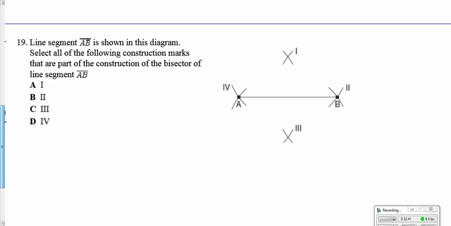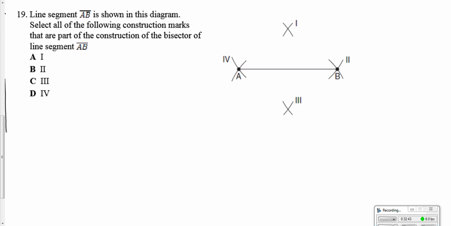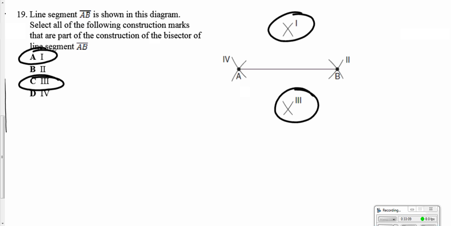Number 19 says, line segment AB is shown in this diagram. Show all the construction marks that are part of the construction of the bisector of line segment AB. Remember, for our perpendicular bisector, you'll use number 1 and number 3, because our first thing we would need to do, since we're given A and B, is go to one of our points and open it up more than halfway and draw those arcs above and below. So we needed to use arc A and C.